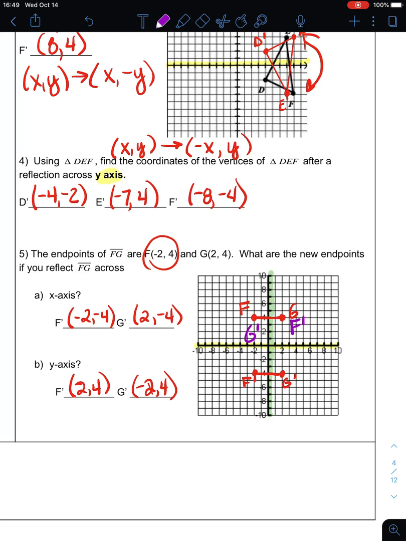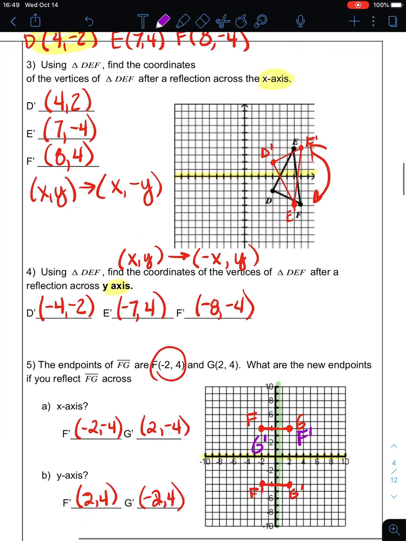Okay, so translations slide and reflections flip. And you can always go back to a graph and understand how it works, but it is a lot easier if you understand the rules.